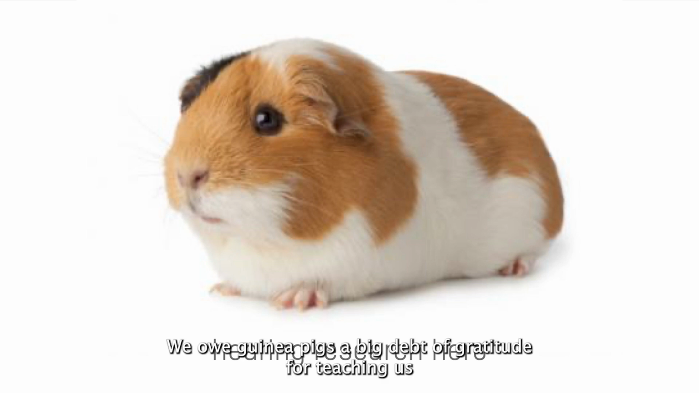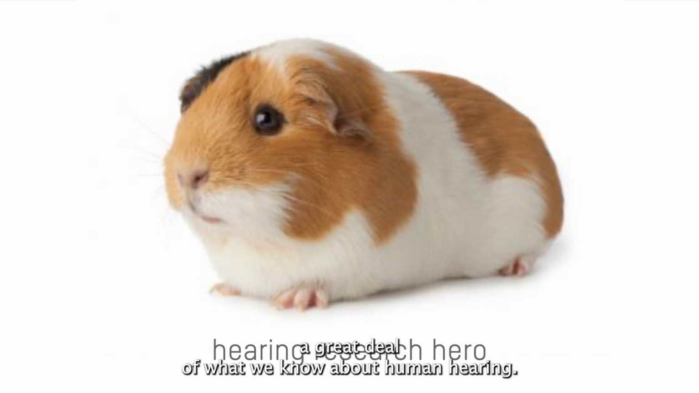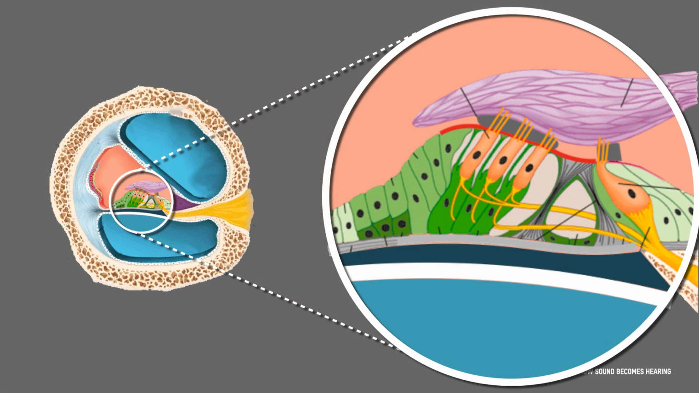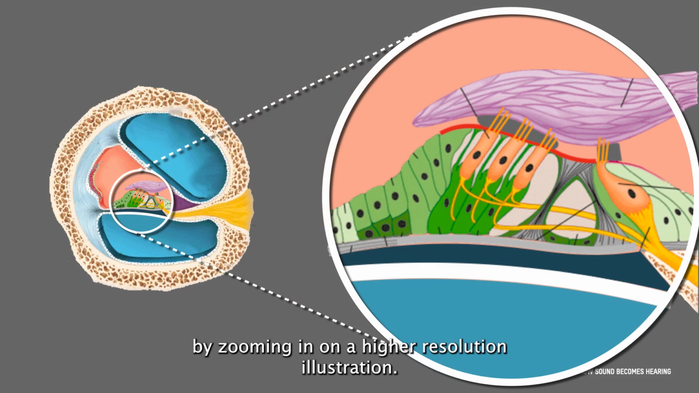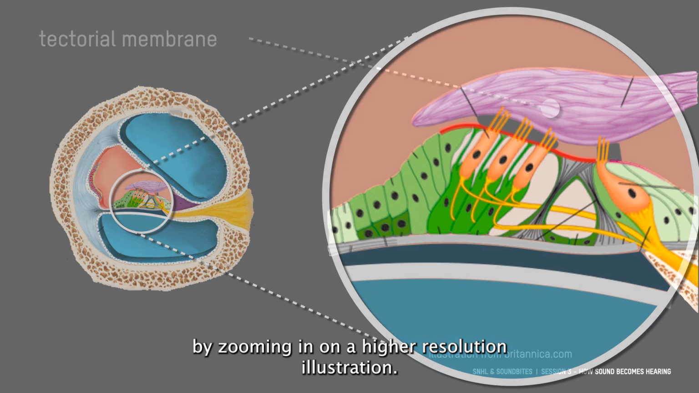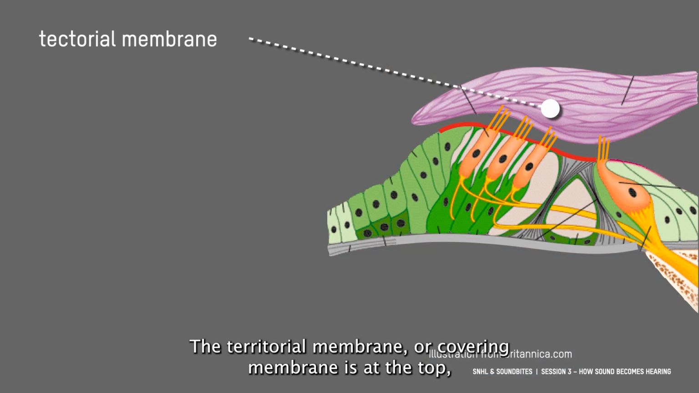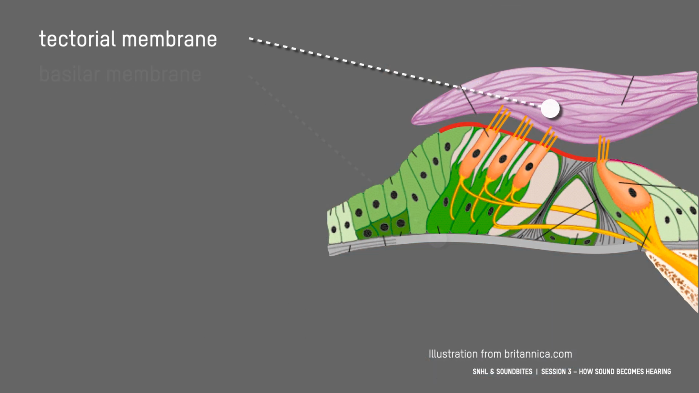We owe guinea pigs a big debt of gratitude for teaching us a great deal of what we know about human hearing. Let's explore the cell structure and physiology of the organ of Corti by zooming in on a higher resolution illustration. The tectorial membrane, or covering membrane, is at the top.